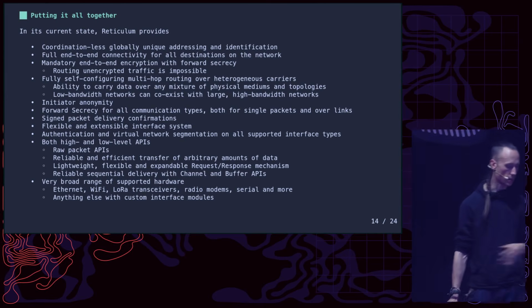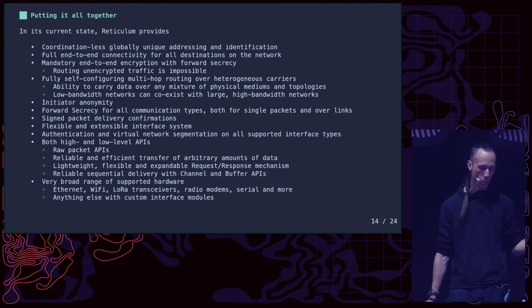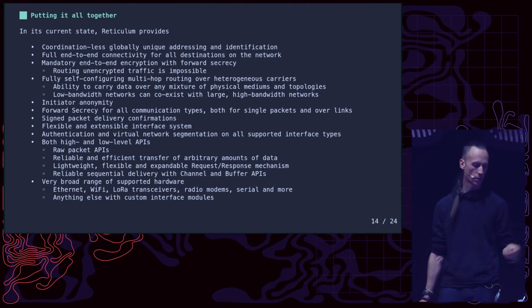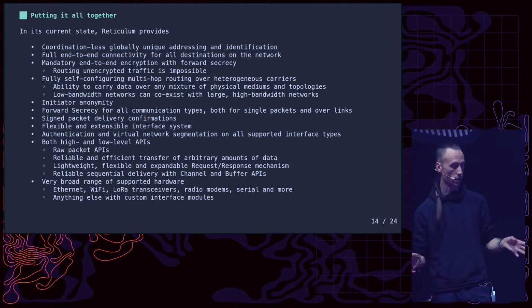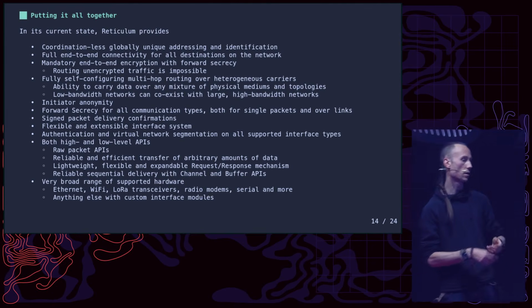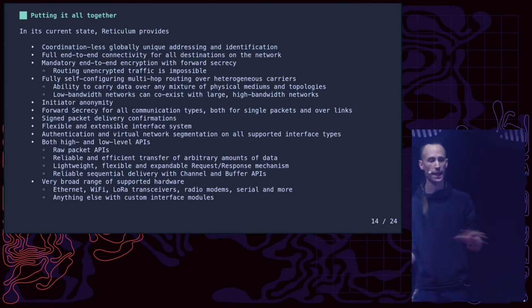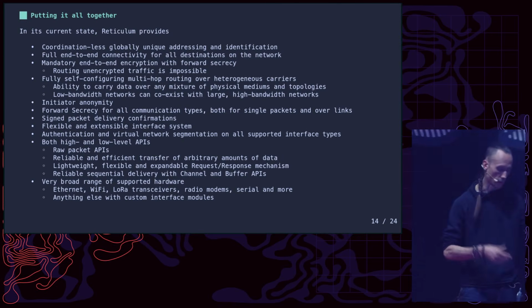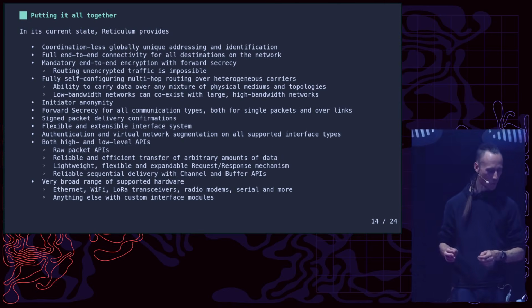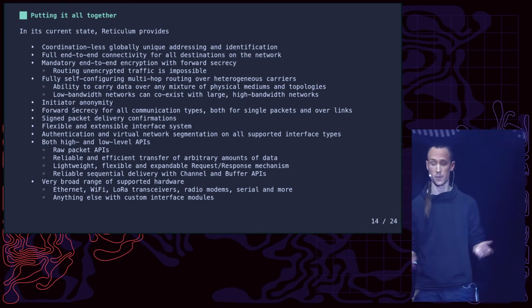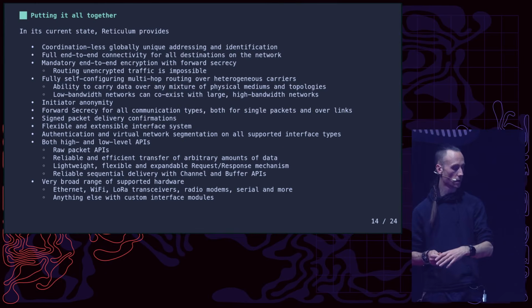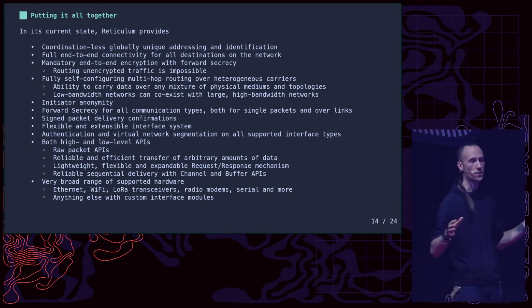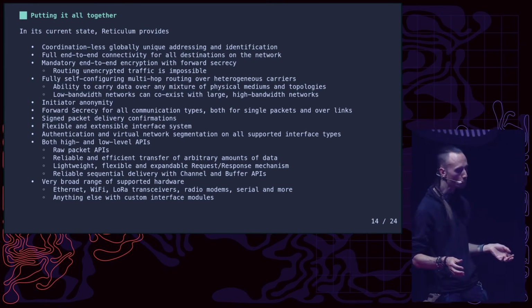We have a flexible and extensible interfacing system, authentication and virtual network segmentations on all supported interface types. So you can make both open and authenticated VLANs on anything, both Ethernet and packet radio, whatever you want. There's a nice range of APIs. You can have access to the raw packet APIs if you want that. You can easily, in a few lines of code, sequence transfers of arbitrary amounts of data.